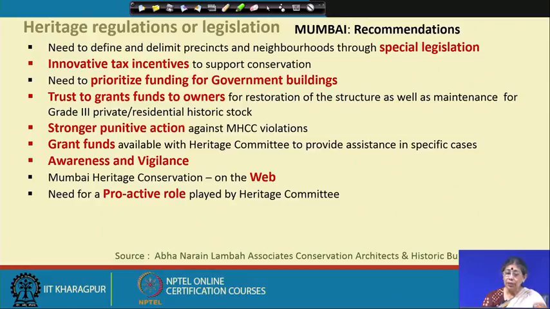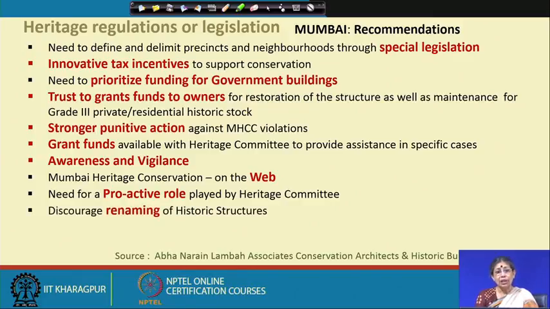They can play a very important role, both in a positive way, not only stopping the development, but also trying to say what can make them possible, and discouraging renaming of the heritage structure.